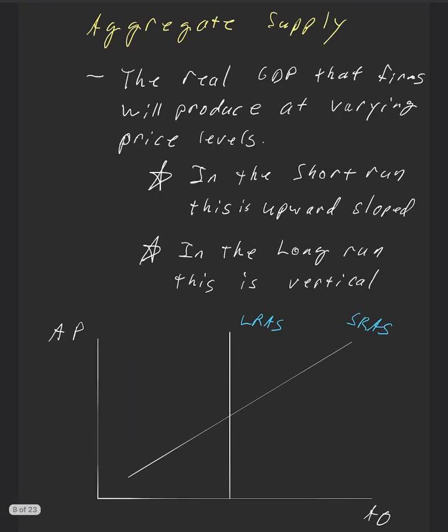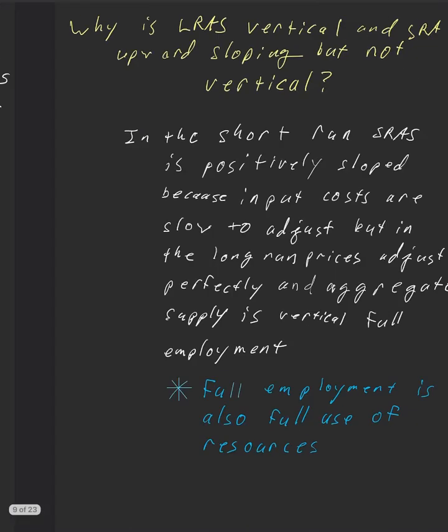Okay, so now let's turn to aggregate supply. Aggregate supply simply is the real GDP that firms will produce at varying price levels. But there's a real trick here, and this is what makes this model so different than everything we've seen before. We're actually going to differentiate between the short run, which is upward sloping, and the long run, which is perfectly vertical. So long run aggregate supply, short run aggregate supply.